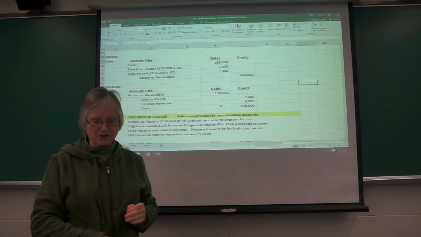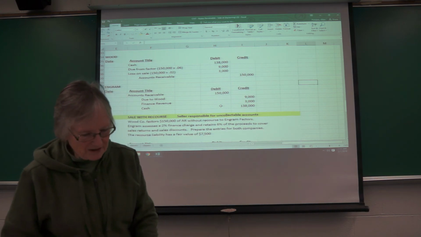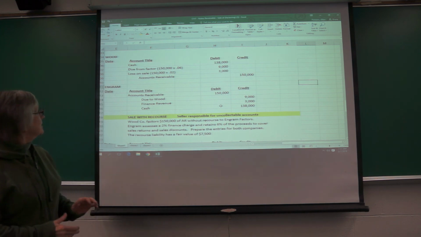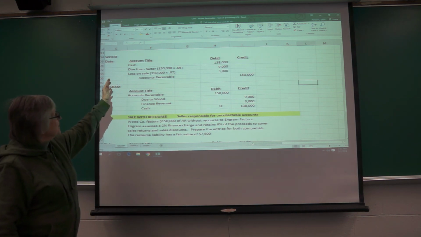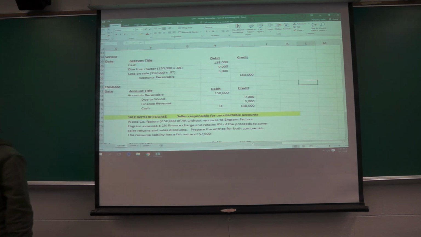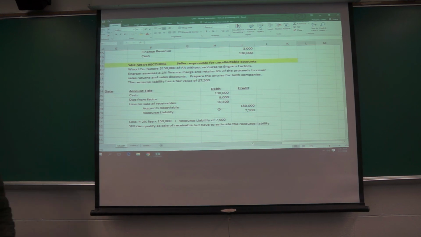usually resides with the credit card company unless there's been some kind of fraud involved on the part of the retailer or negligence. Okay, so factoring with and without recourse, you basically need to work through these two basic journal entries, and that's probably about as complicated as we will get with it.